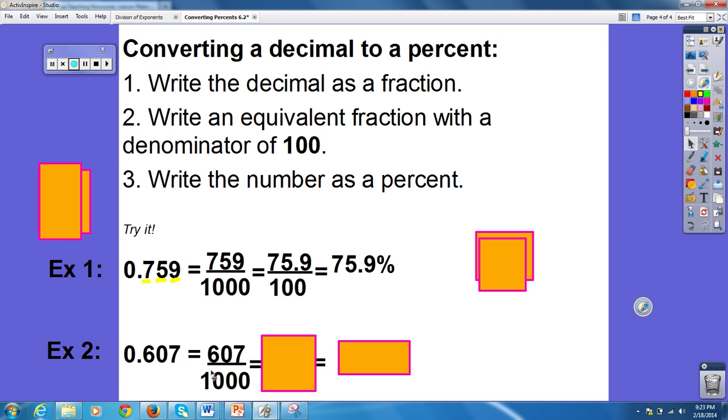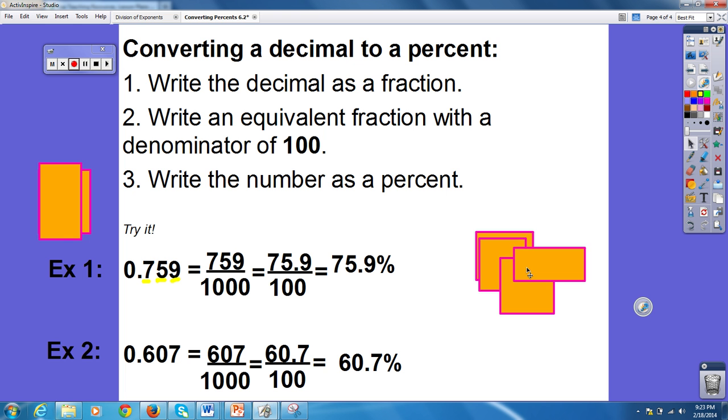Again, I'm going to need to divide by 10. The reason is because I want to get a denominator of 100. If I do that to the bottom, I need to do the same thing to the top. So 607 divided by 10 is 60.7, and 1000 divided by 10 is 100. Now it says 60.7 per 100, which is 60.7%.